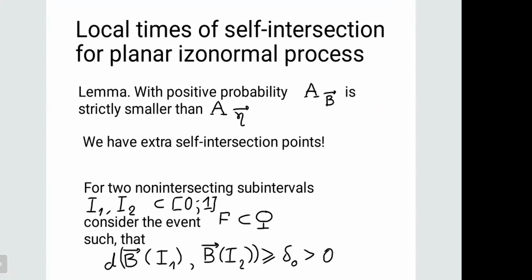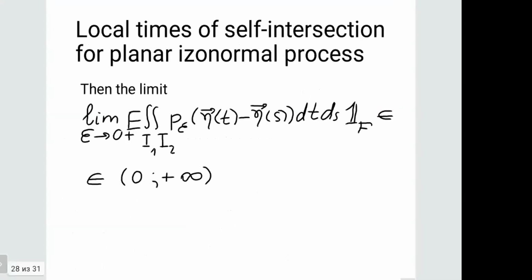How can one check it? Let us consider two non-intersecting subintervals, I1 and I2, from [0, 1]. And consider such an event F, a subset of omega, an element of the sigma field, with probability such that the distance between the images under the Brownian motion of I1 and I2 is greater than or equal to some delta 0, which is greater than 0.